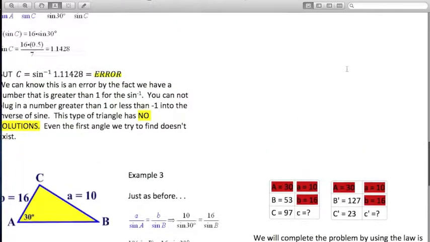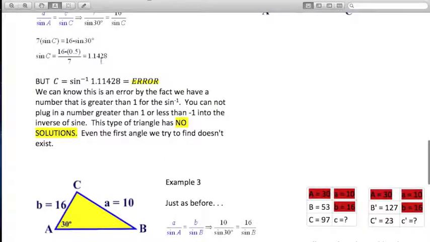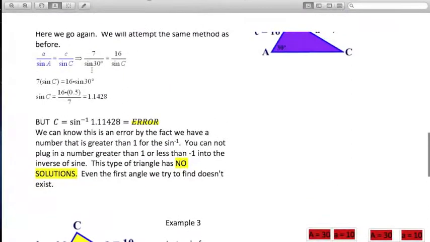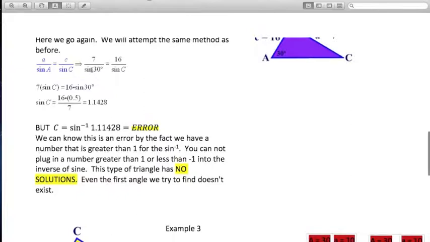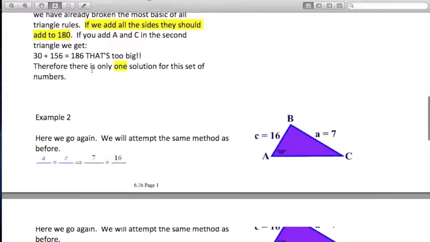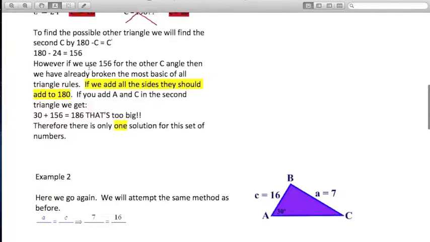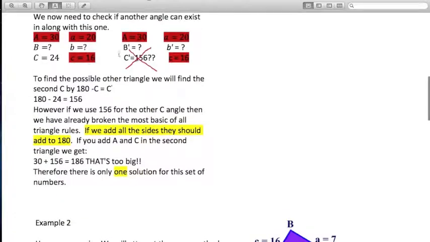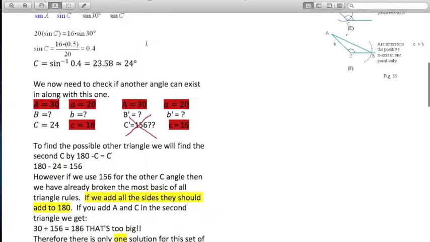Going back, if we have a sine of C equal to a number bigger than 1 or less than -1, automatically we know there's no solution, because I'm not even going to get an answer out of my calculator for the first triangle. Back again, when there's only one solution, when I get my C prime or my B prime, whatever angle it is, I add that to the original angle, and that sum is going to be greater than or equal to 180 degrees. If that happens, no second triangle is possible, and you're only left with the one solution.